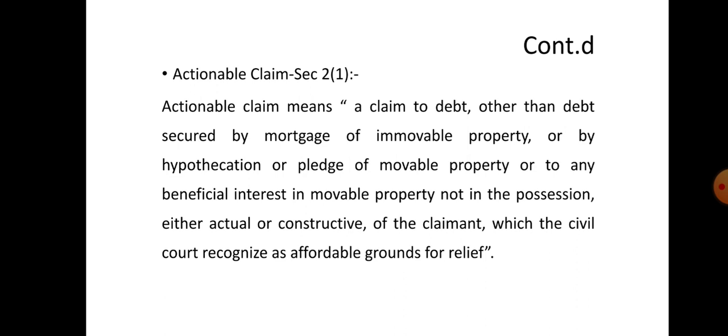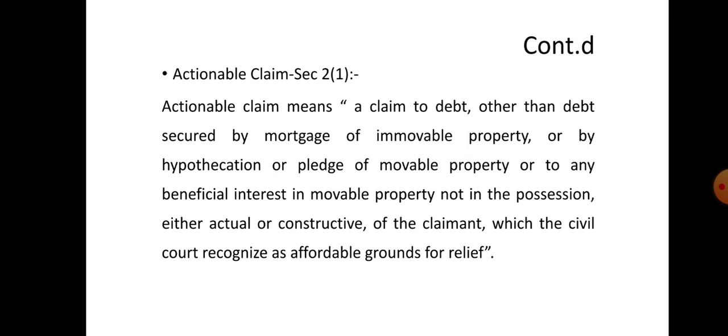Actionable claim means a claim to debt other than the debt secured by mortgage of immovable property or by hypothecation or pledge of movable property, or to any beneficial interest in movable property not in the possession, either actual or constructive, of the claimant, which the civil court recognizes as affording grounds for relief. We'll see the definition again. Actionable claim means a claim to the debt. So we know what is debt.